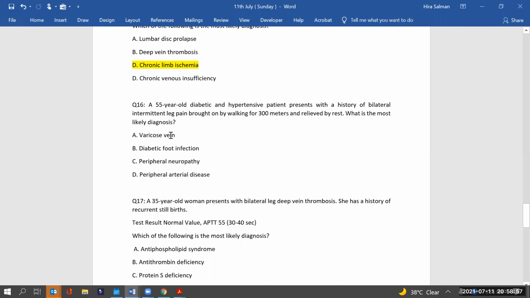Why not varicose vein? Why not diabetic foot infection? If there is a diabetic foot infection, you cannot even walk for 300 meters because they don't have feeling over the foot. They are not allowed to walk or run, especially with diabetic foot. Peripheral neuropathy, long standing, can be a case, but in peripheral neuropathy mostly numbness is the feature, not this pain that goes away after rest. So it's peripheral arterial disease.